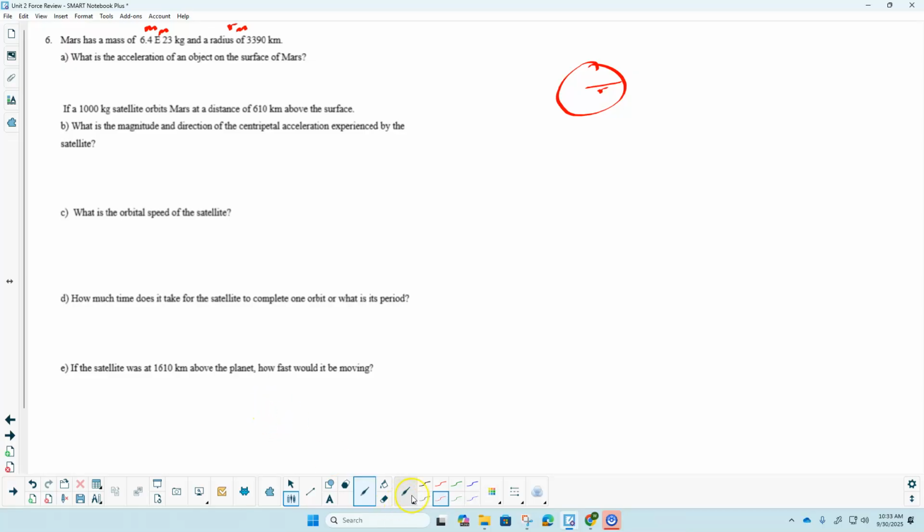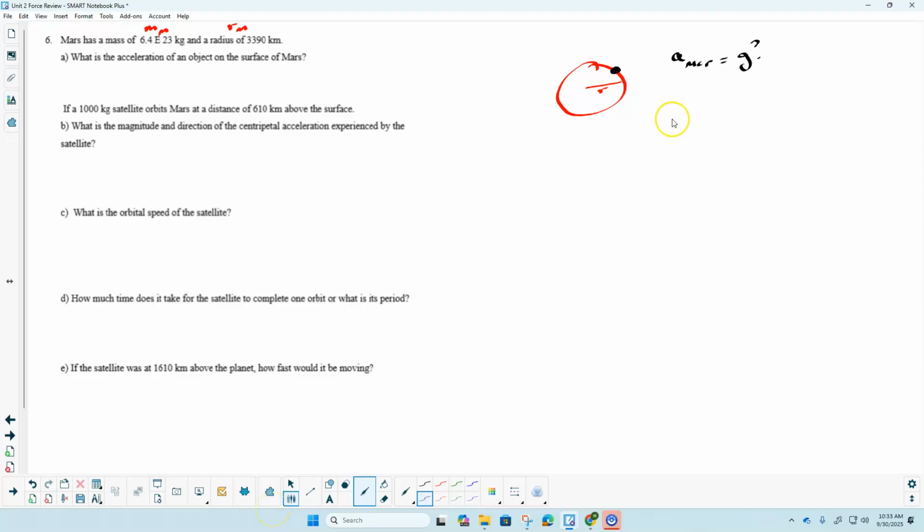When an object is on the surface of Mars, so if I have some box or object there, we want to figure out what the acceleration of the object is. So we're basically looking for the acceleration on Mars, which is essentially the acceleration due to gravity. That's what we're looking for in part A.